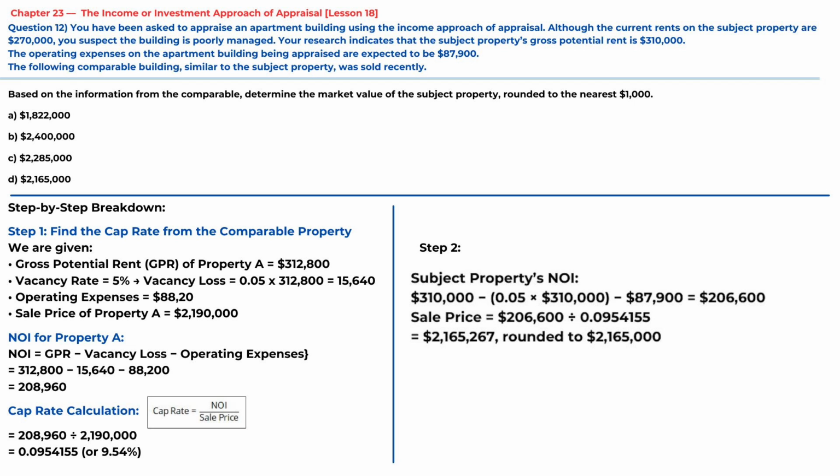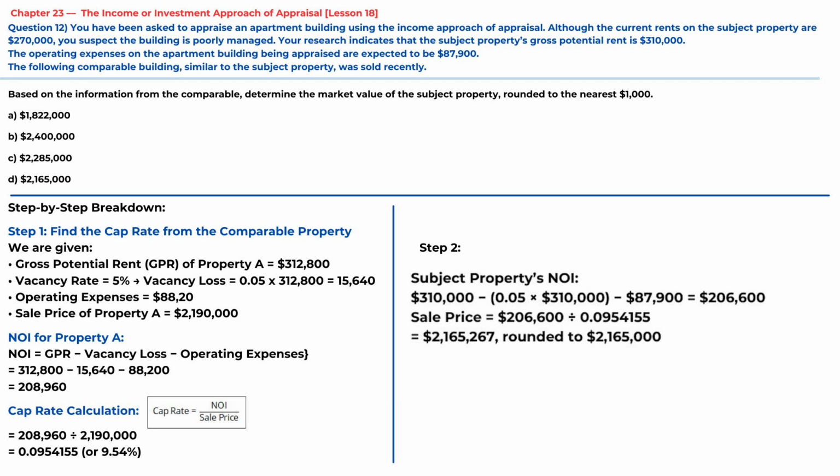Your research indicates that the subject property's gross potential rent is $310,000. The operating expenses on the apartment building being appraised are expected to be $87,900. The following comparable building, similar to the subject property, was sold recently. Based on the information from the comparable, determine the market value of the subject property, rounded to the nearest $1,000.